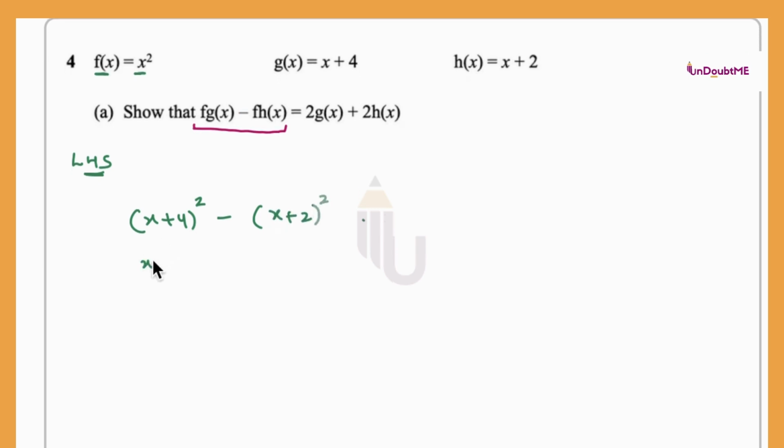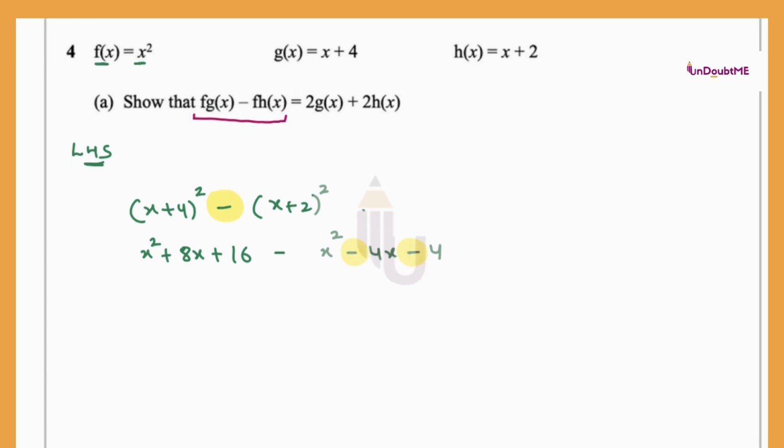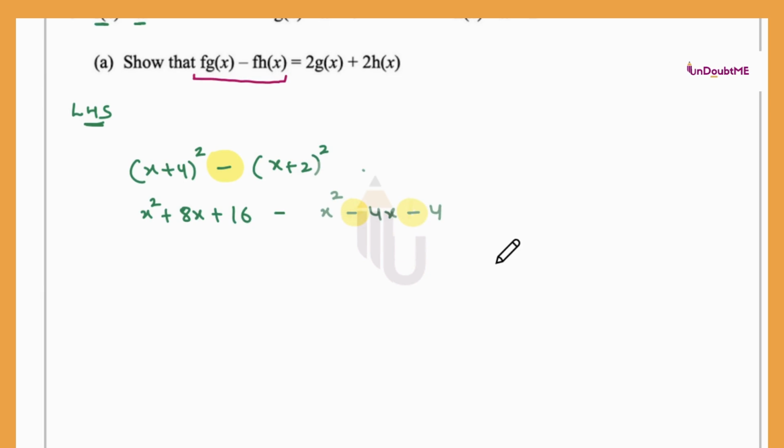If you simplify this, it will be x square plus 8x plus 16 minus x square minus 4x minus 4. Just remember that because of this external minus sign, I have considered minus sign in front of every term. Okay, this step, if it is not clear, then you can first put the brackets, take plus sign, then open the bracket, you will have all minus signs. Just make sure that you are not making any mistake over here. So x square minus x square is 0, 8x minus 4x will be 4x, and 16 minus 4 is 12. So 4x plus 12 is what we got for LHS.